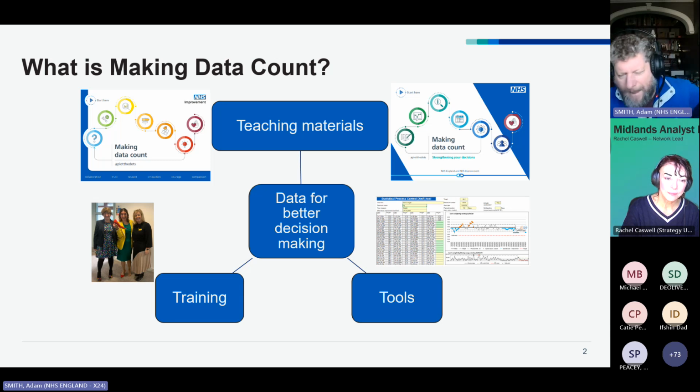We do three main types of training. So we do board sessions where we go in and spend 90 minutes with trust boards, talk them through our approach. Hopefully, they think about changing mostly their IPR and their board reporting, but then that tends to trickle all the way down, really. We want to go from board to ward.